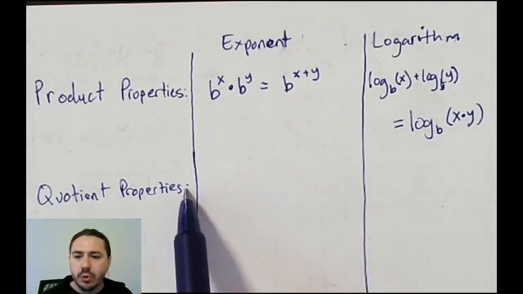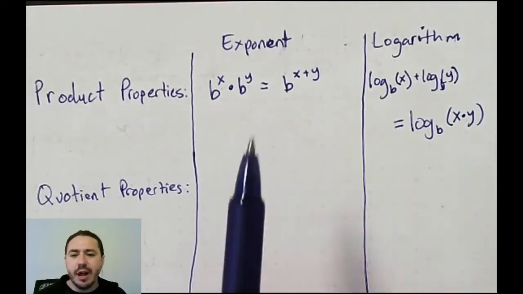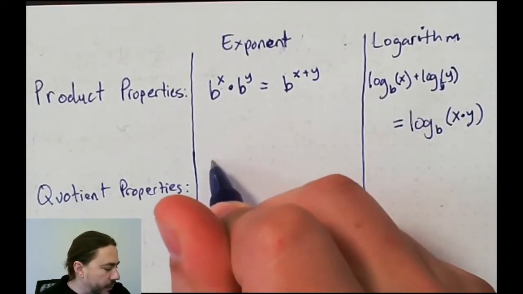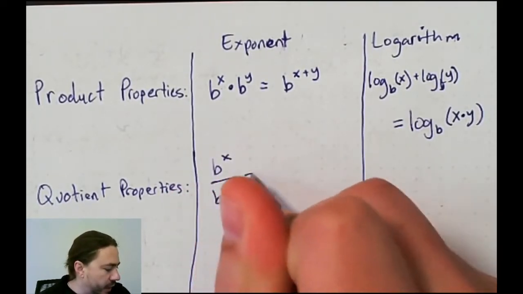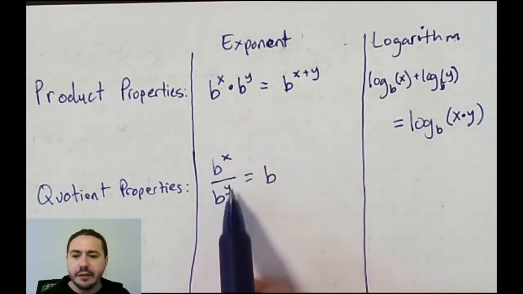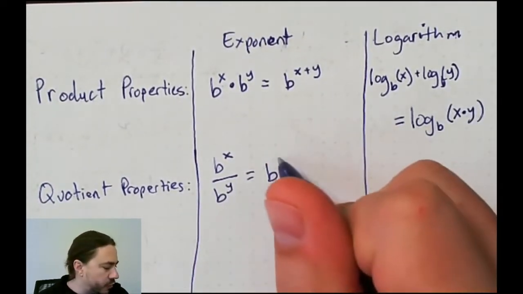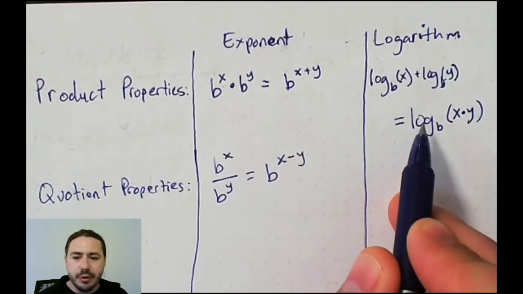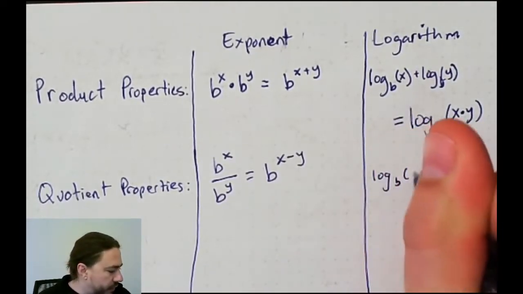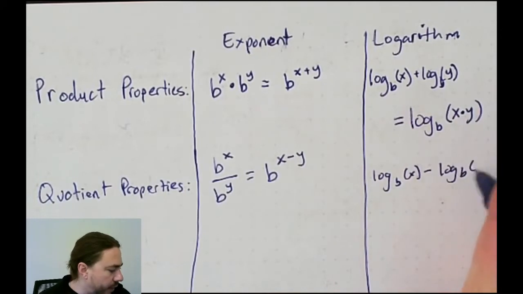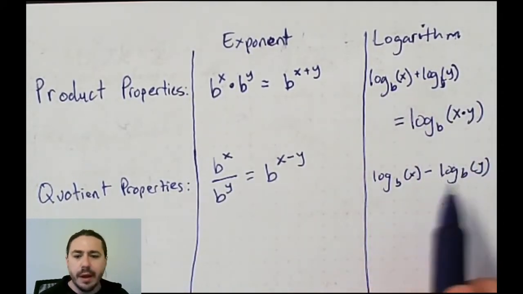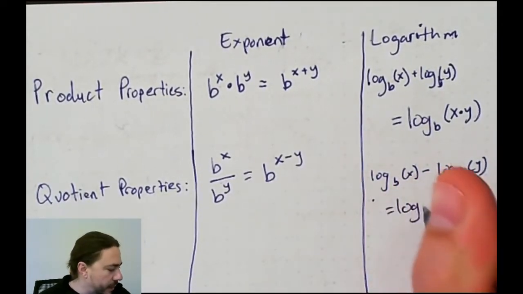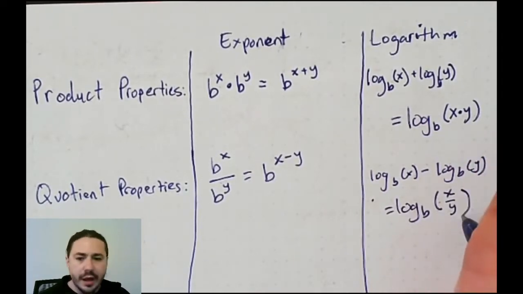We have a similar quotient property, which is essentially the same property, just involving some reciprocal action. So let's say we've got b to the x divided by b to the y. You may recall that when you're dividing different powers that have the same base, you subtract those exponents to get your result. Similarly, we're going to have a very similar statement over here, where we've got log base b of x minus log base b of y. And if we wanted to combine those, we would combine them with division. So this would equal log base b of x over y.